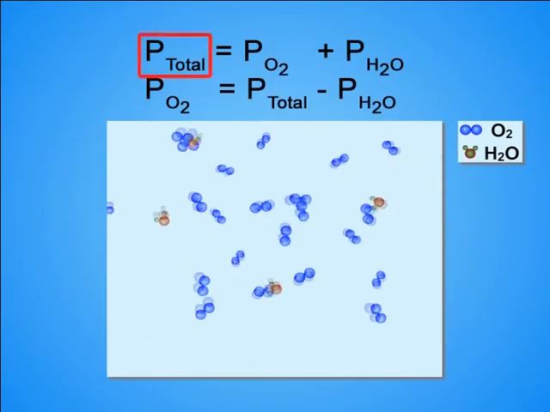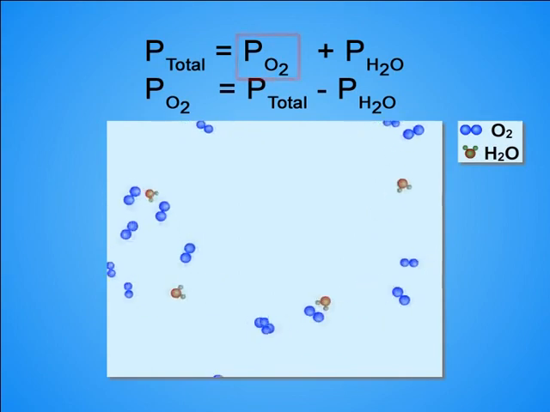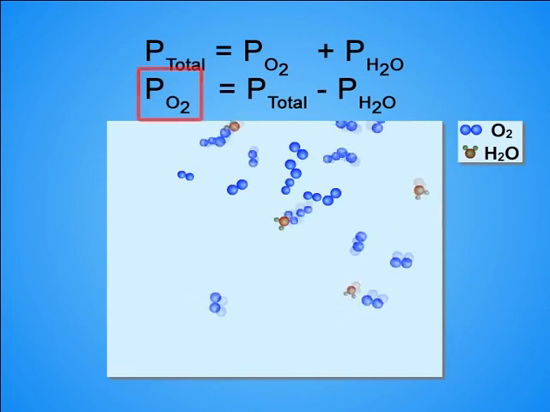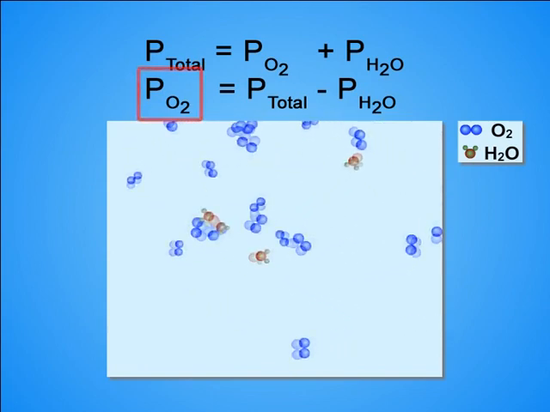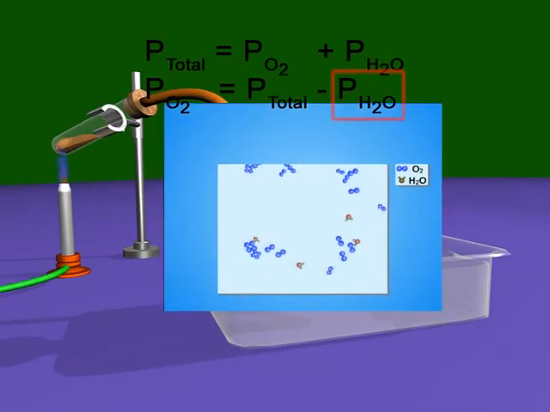The total gas pressure is equal to the sum of the pressures exerted by the oxygen gas and the water vapor. The partial pressure of dry oxygen is equal to the total pressure minus the pressure due to water vapor.